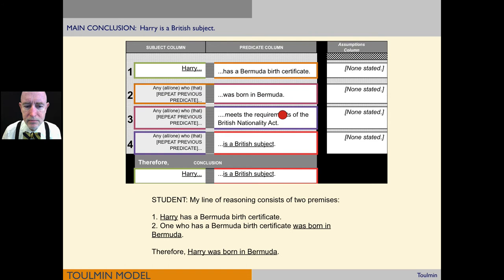So the student replies, well, my line of reasoning consists of two premises to get to was born in Bermuda. First, Harry has a Bermuda birth certificate. And the second premise is, one who has a Bermuda birth certificate was born in Bermuda. So therefore, Harry was born in Bermuda. So the entire argument consists finally, in this example, of four premises. And together they connect and form the conclusion that Harry is a British subject.